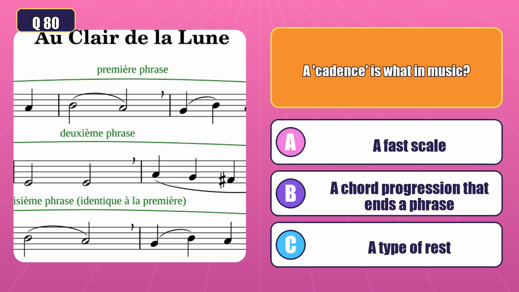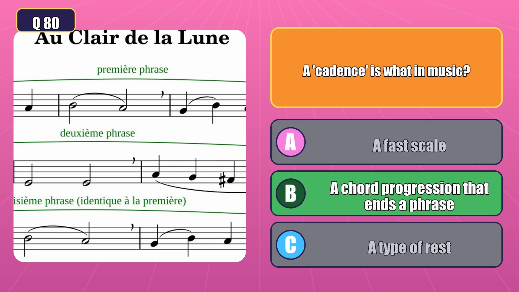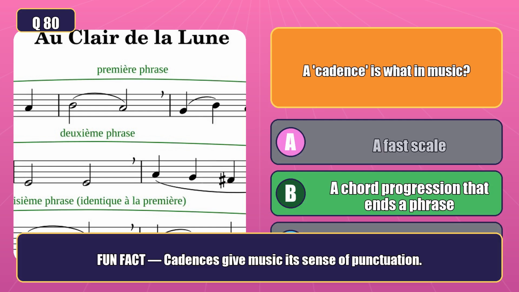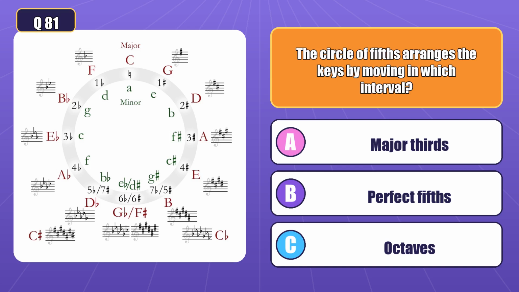Question number 80. A cadence is what in music? The answer is a chord progression that ends a phrase. Fun fact, cadences give music its sense of punctuation. Round 5, the circle of fifths, the musician's mastermind. Question number 81. The circle of fifths arranges the keys by moving in which interval?